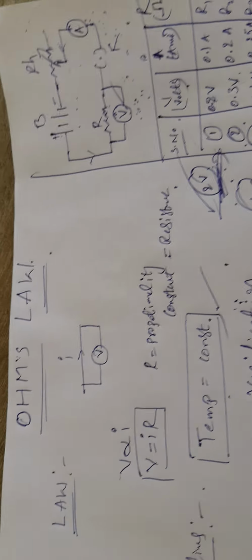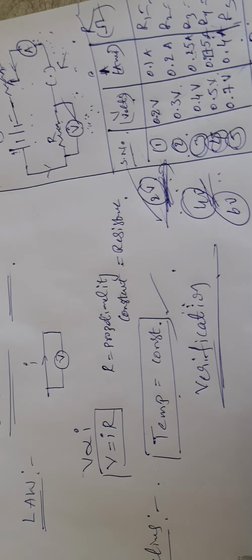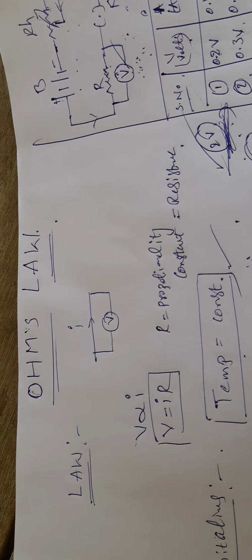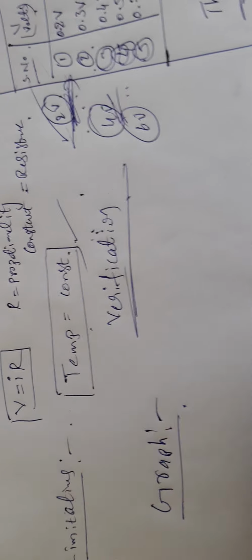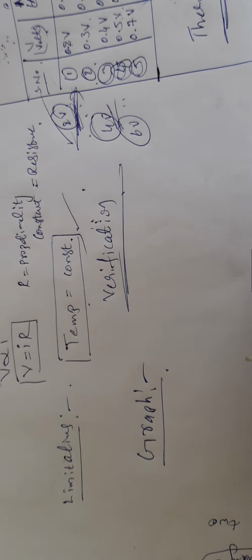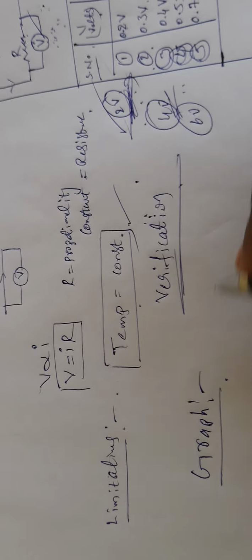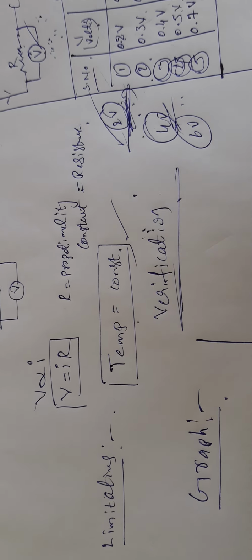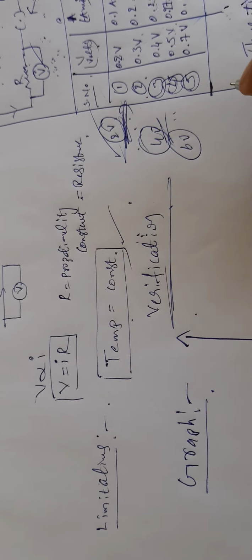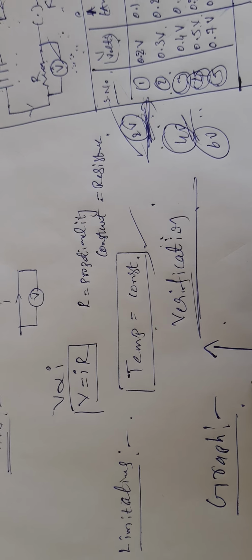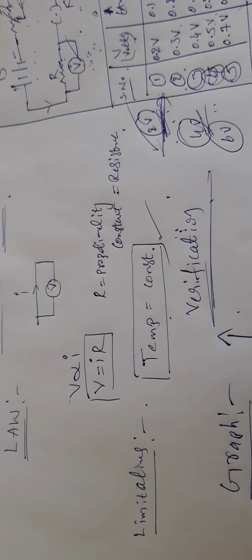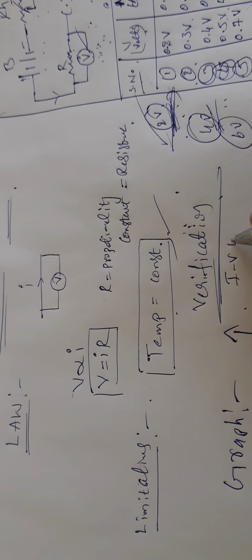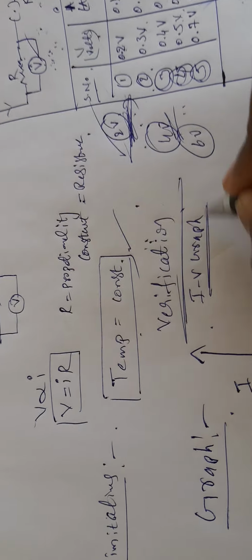I'll use the same values and obtain a graph. The graph is most important because the graph makes you understand how it gets verified, whether it is correct or not. Basically from Ohm's law, you can take it as an I versus V graph, from which you get conductance. What is that? The IV graph.